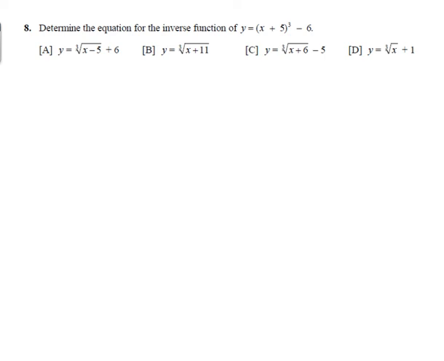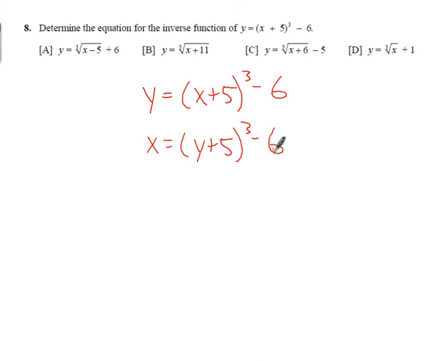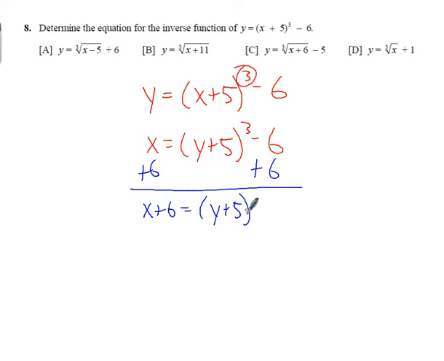All right, last one. They've already replaced it with y, so we got this, and we're going to swap out the variables. And there they are swapped out. Now, something new in here, we got that cube function, or to the third power. So we swap the variables. Now we're going to solve for y. So the first thing I'm going to do is plus 6 to both sides. We got x plus 6 is equal to y plus 5 to the third power.